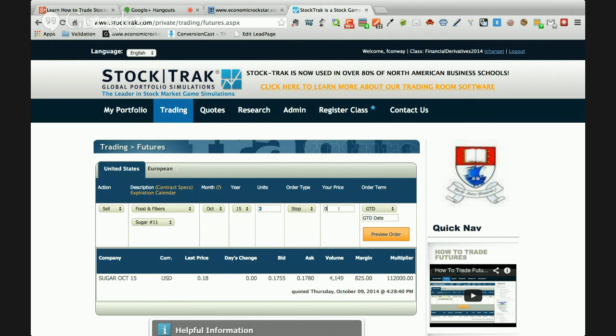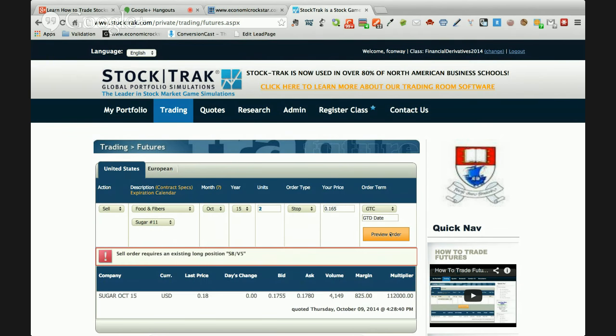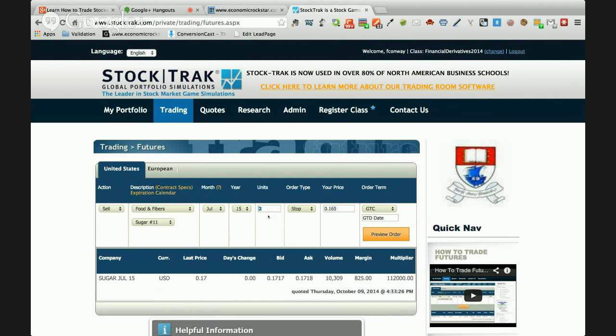So I might put in 165 as the price of sugar that I'll get out at if the price actually falls to this level. And I put that as a good till cancel. Okay, so I obviously went for a different month. I'm sure I went for October.